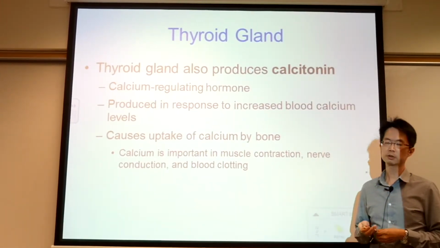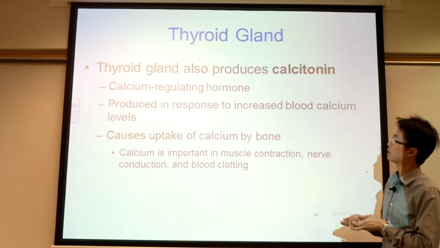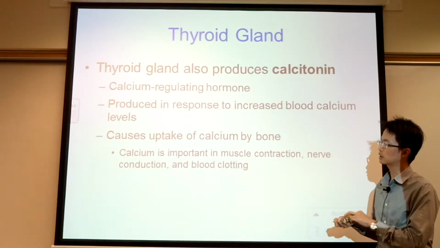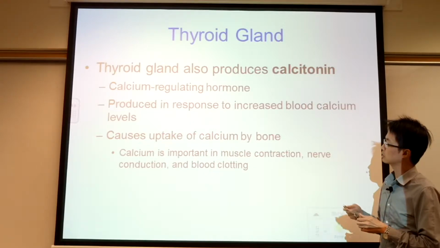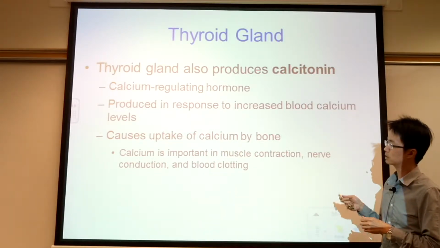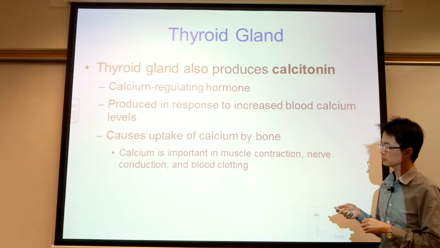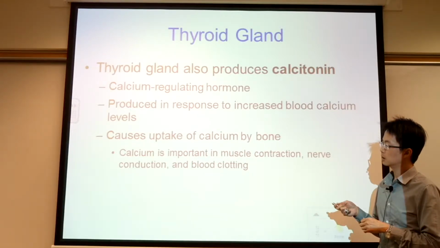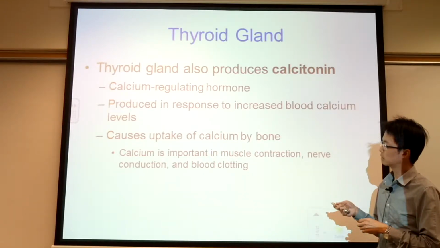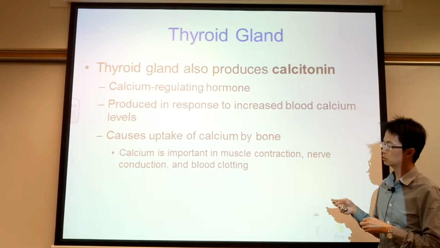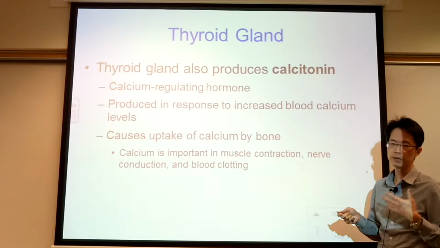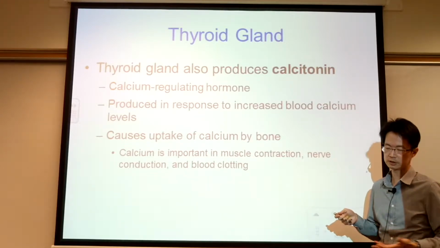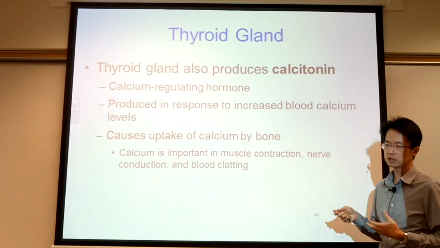Thyroid gland also produces something called calcitonin. Calcitonin regulates calcium. What does it mean? It lowers the blood calcium level. It also tells the bone to uptake more calcium. That means it helps the bone to mineralize. It helps the mineralization of the bone.